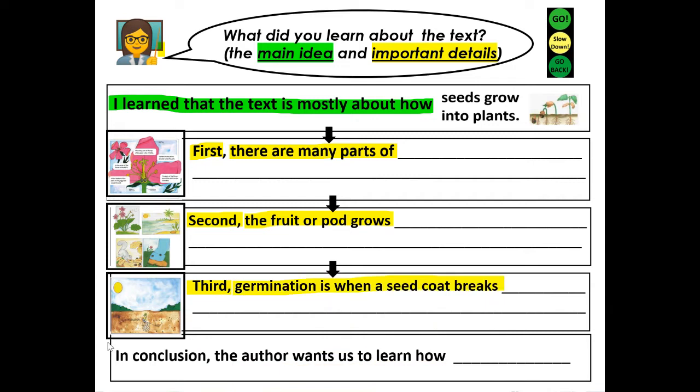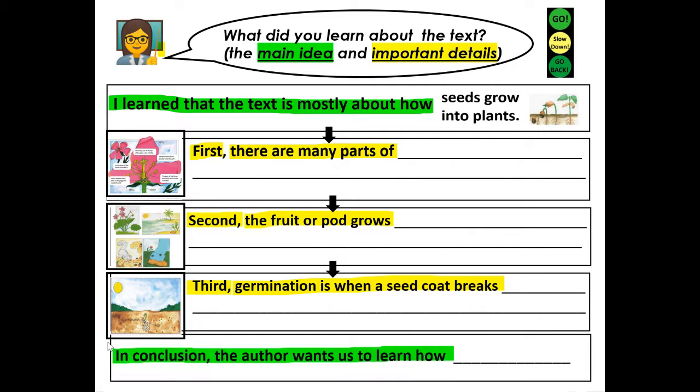Third, germination is when a seed coat breaks. Say your sentence. Push pause and write your sentence. And when you're done writing your third detailed sentence, push play to rejoin the lesson.